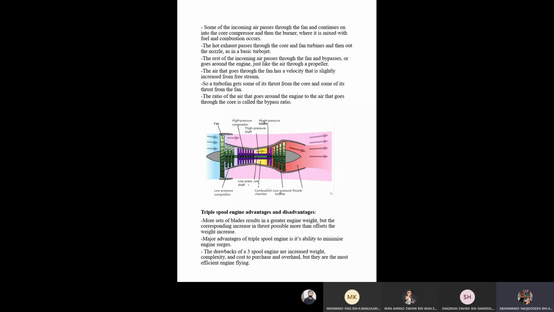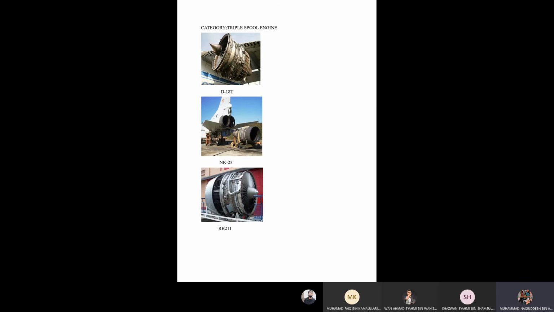Last question, examples of triple spool engines. You can see the D-18T, the NK-25, and the RB211. Next, I will pass to Wan Ahmad Syami bin Wan Zainal Abidin.